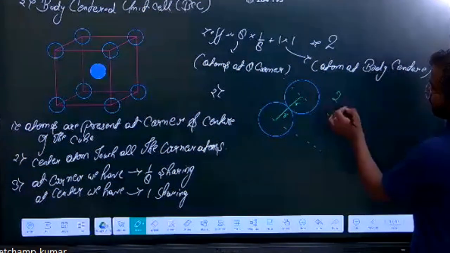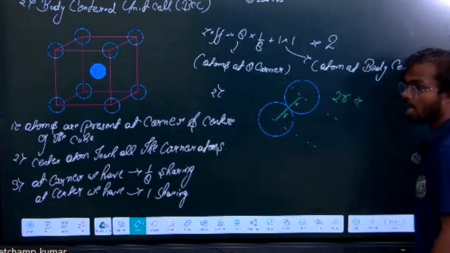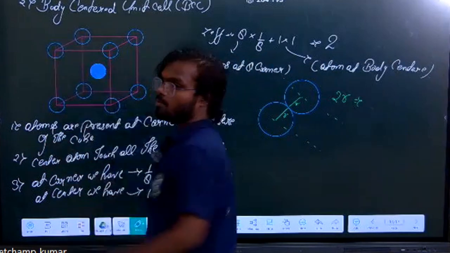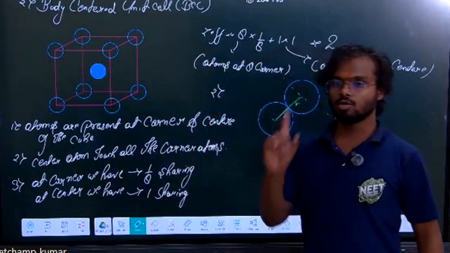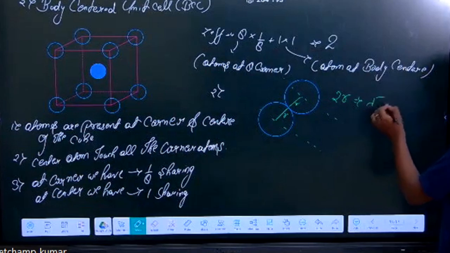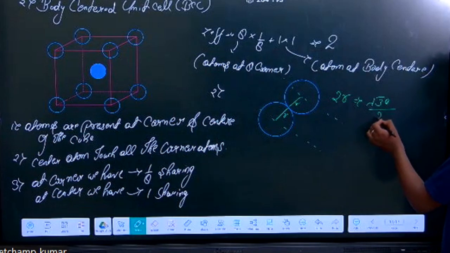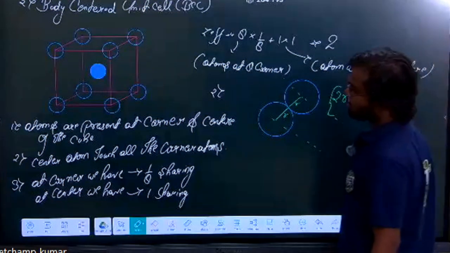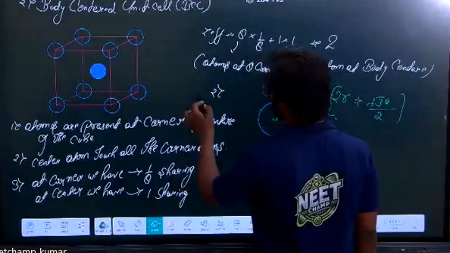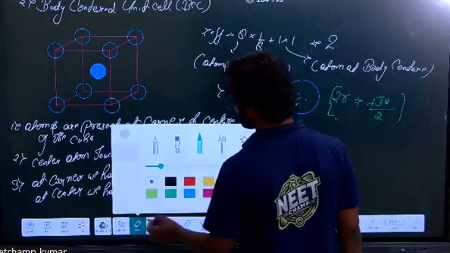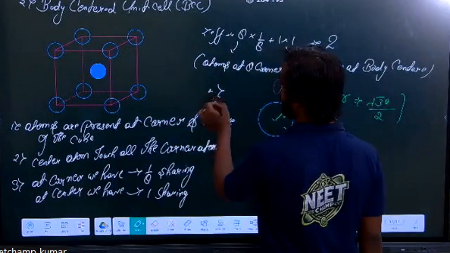So I can say my 2r is equal to half of the body diagonal, because I am talking about these two atoms, right? So half of the body diagonal. What is the length of the body diagonal? Root 3a. Okay, and half of the body diagonal will be root 3a by 2. So that is the relation between r and edge length. Clear?